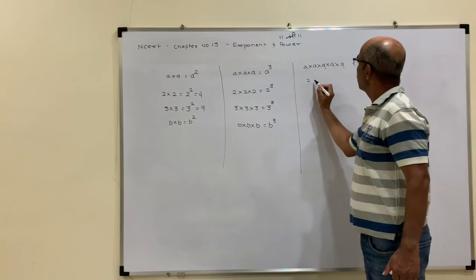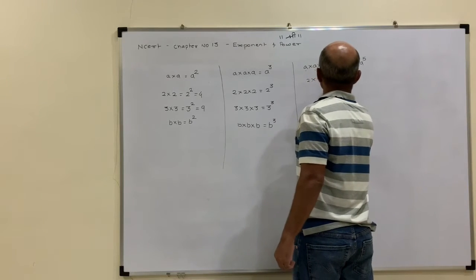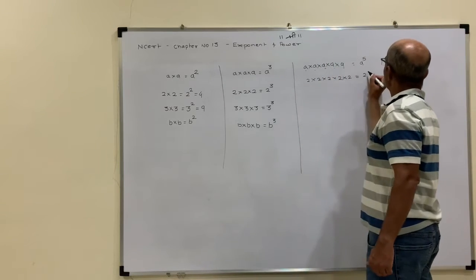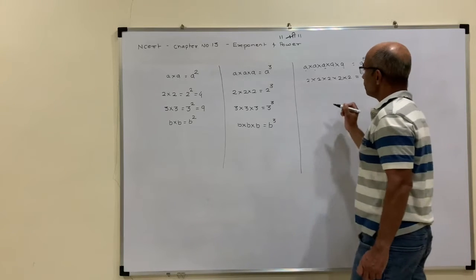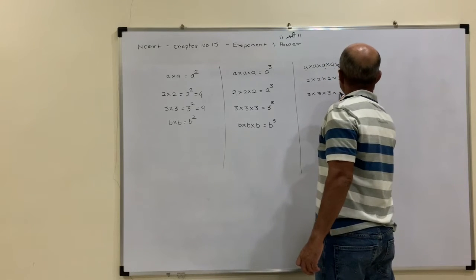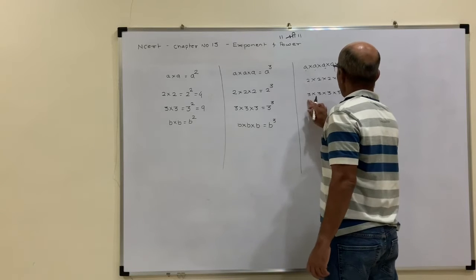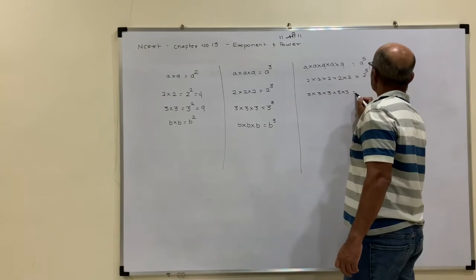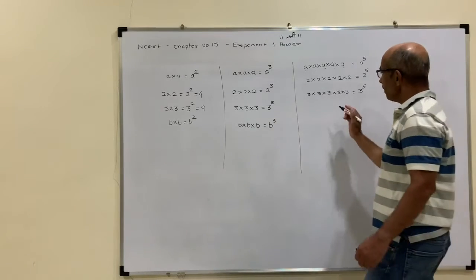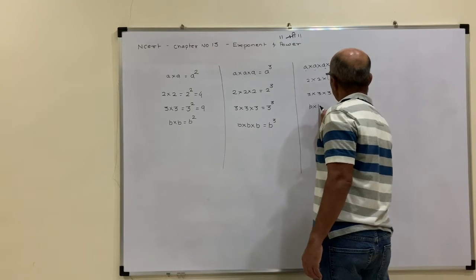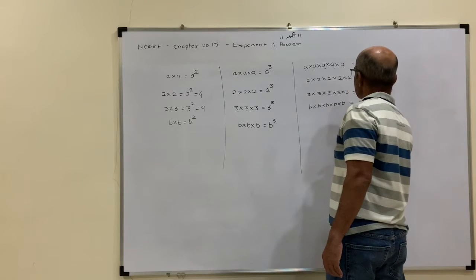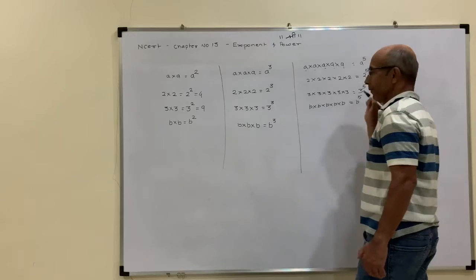Now 2 multiplied by itself, you can say 2 into 2 into 2 into 2 into 2, that is 2 raised to the power 5. Now 3 multiplied by itself, 3 into 3 into 3 into 3 into 3, so 1, 2, 3, 4, 5, so 3 raised to the power 5. In similar fashion, when b is multiplied by itself, b into b into b into b into b, then we say b raised to the power 5.